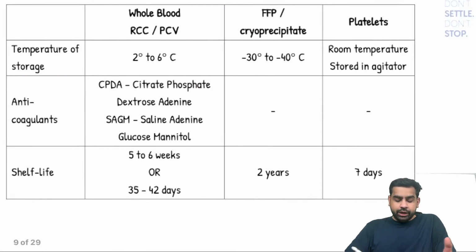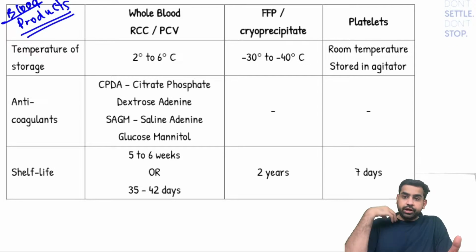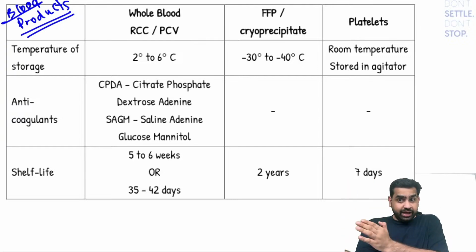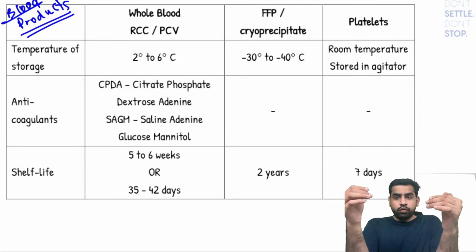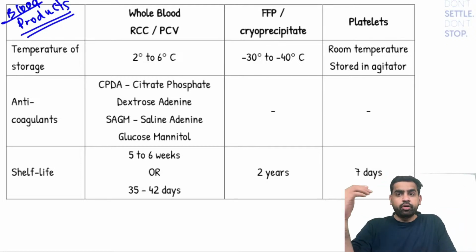Right. Now let's quickly revise the blood products. Let's say somebody donates blood. You can either use that blood as it is, to transfuse into some individual, or you can break that blood into blood products. So what are the blood products which are available?